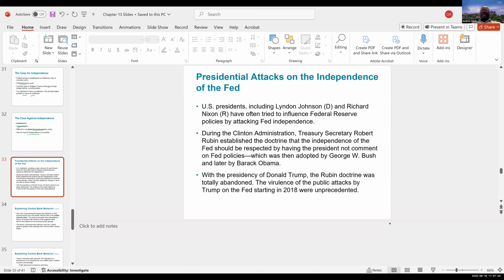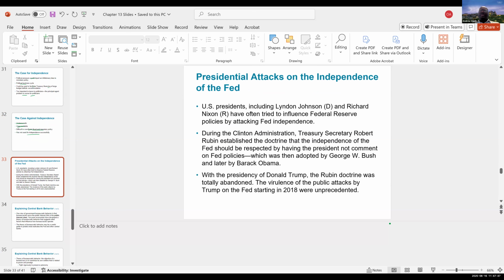So you can go back in time to when politicians sometimes clashed with the Fed. We know of recent attacks by the president of the United States on the Fed, but this is not new. Going back to President Lyndon Johnson and Richard Nixon, they have always tried to influence the Federal Reserve, and so have a lot of presidents, even during the Clinton administration.